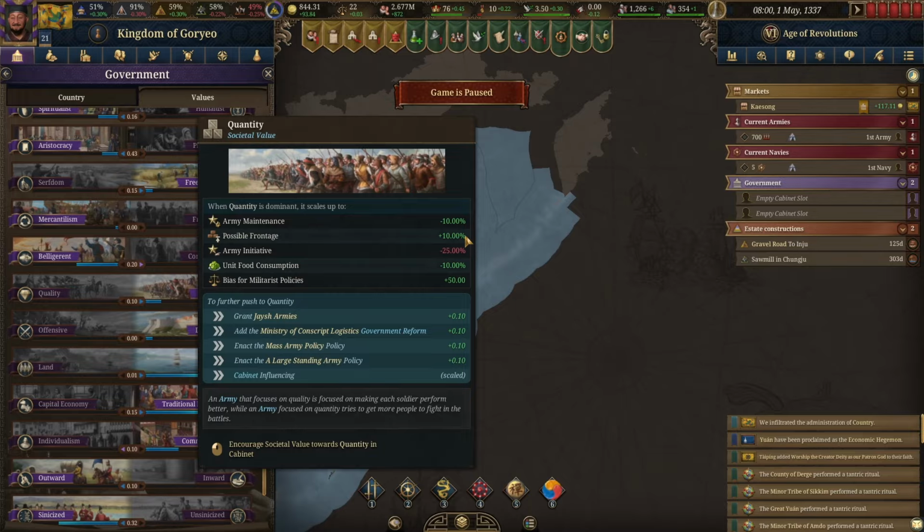I honestly think this frontage bonus is probably worth it alone and makes quantity probably better, just because it means you'll be able to have more units on your front line than a quality country will. And surely more units is probably better than slightly better units. I'm not sure, I haven't fully done the math.